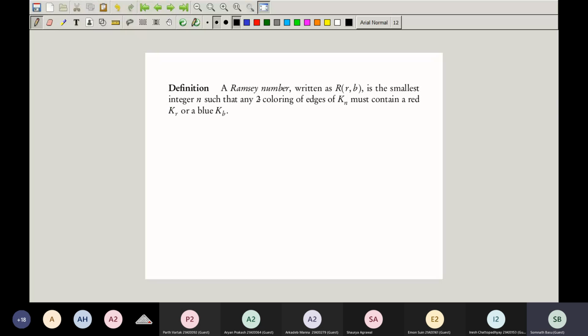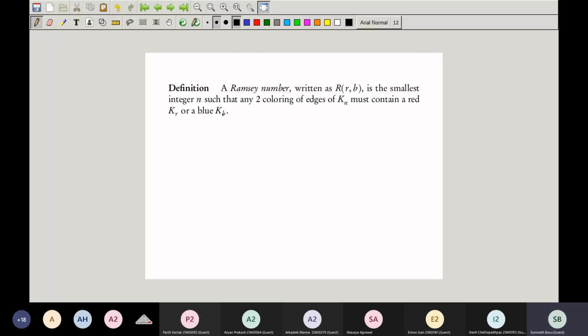I expect to find at least one K_R in red. Remember what K_R is? K_R is a complete graph on R vertices. So what I'm asking is, it should be the smallest n such that no matter what two coloring of K_n I choose, I'll be able to find either a complete subgraph K_R all colored red or a complete subgraph K_B all colored blue. So in our example, we said that R(3,3) is 6.